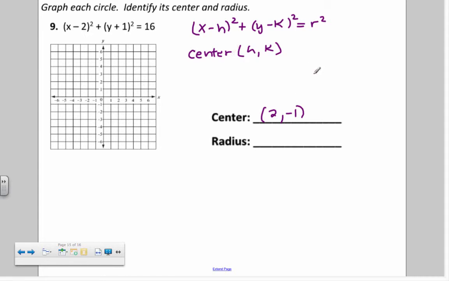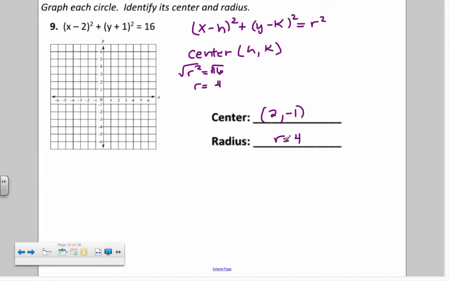Same thing for my radius. If my r squared is equal to 16, then if I took the square root of each of those sides, same thing with my radius. If my r squared is 16, and I take the square root of both sides of that, then I would find that my radius is 4.